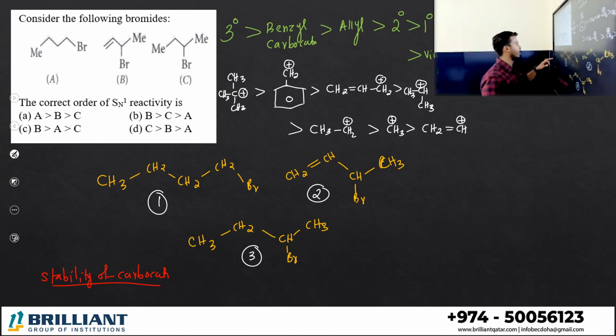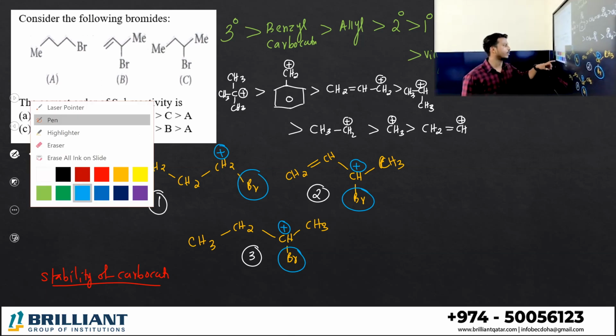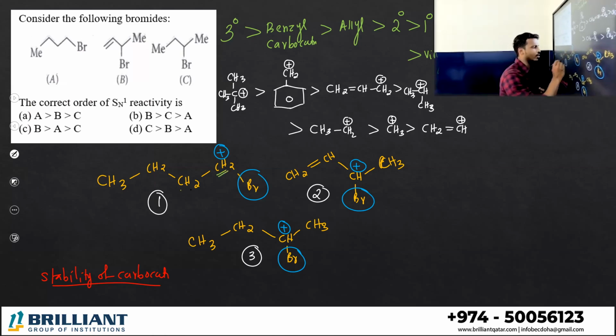Let us take the first question. What is the first step in the SN1 mechanism? Elimination of the halogen, formation of a carbocation. Let me eliminate the halogen: bromine leaves and this is the carbocation. Identify which carbocation the first one is. The first carbocation is a primary carbocation. Why? The carbocation carbon is directly connected to only one carbon. It is primary.